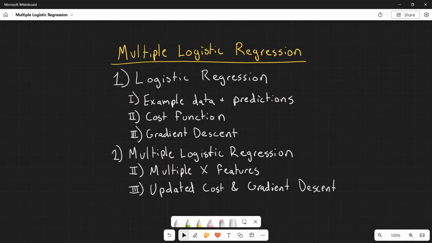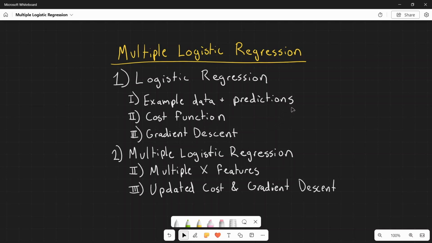How's it going? In this video, we're going to be looking at multiple logistic regression from scratch. We'll look over the math, intuition, and implementation of it in Python. To start, we're going to look at just basic logistic regression, which takes in a single X feature input. And we're going to create some example data and see what it's like to make predictions on that data. Then we're going to go over the cost function and the gradient descent algorithm for logistic regression.